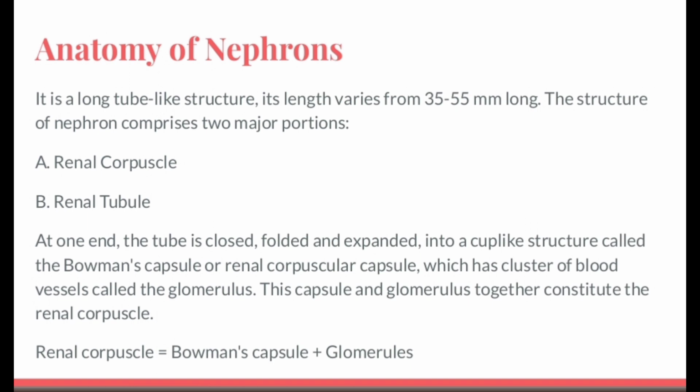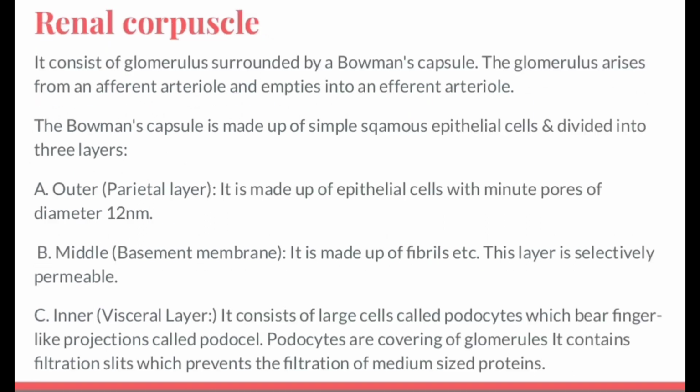Anatomy of nephrons. It is a long tube-like structure. Its length varies from 35 to 55 mm. The structure of the nephron comprises two major portions, the renal corpuscle and the renal tubule. At one end, the tube is closed, folded and expanded into a cup-like structure called the Bowman's capsule or renal corpuscle capsule, which has a cluster of blood vessels called the glomerulus. This capsule and glomerulus together constitute the renal corpuscle. Renal corpuscle is equal to Bowman's capsule plus glomerulus.